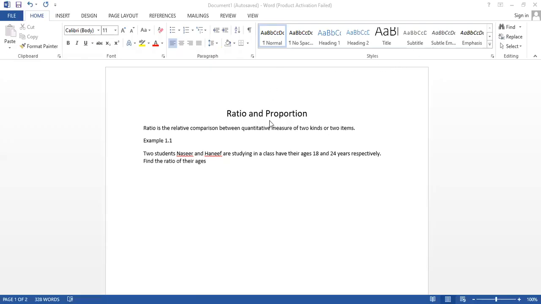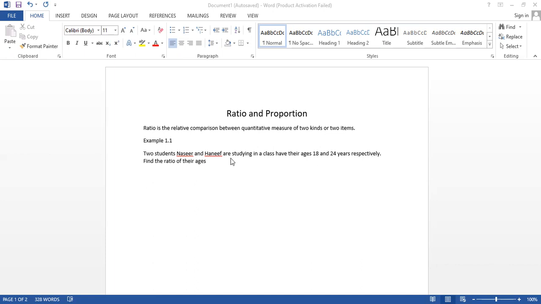So today I'm going to cover the topic of ratio and proportion. So what is ratio? Ratio is a relative comparison between quantitative measures of two kinds or two items. Basically, you're comparing two numbers. That is a ratio. For example, two students, Naseem and Hanif, are studying in a class, and their ages are 18 and 24 respectively. Find the ratio of the ages.